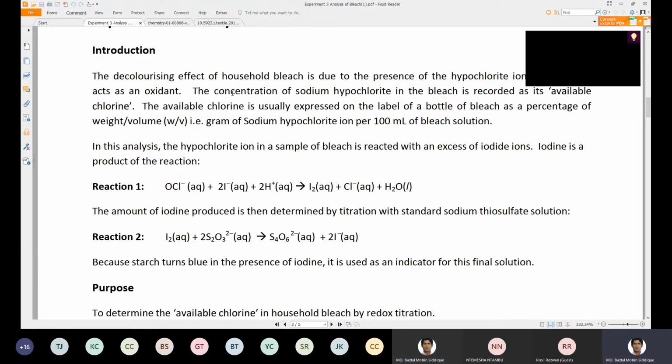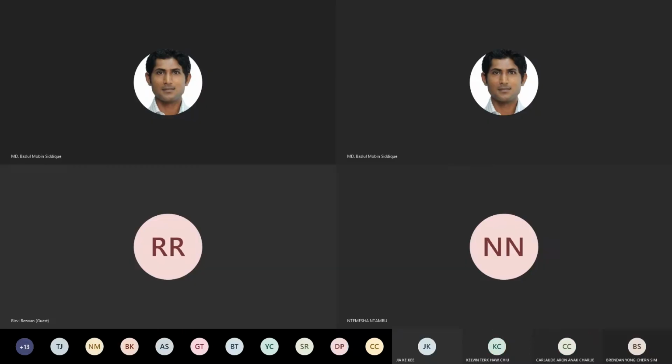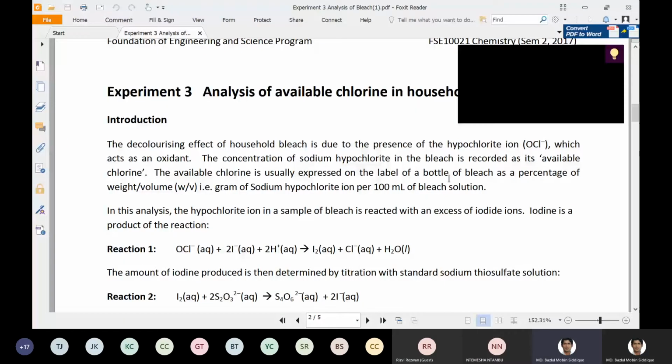So now we are talking about experiment 3, household bleach. Can you hear? And can you see? Yes, we can see too.